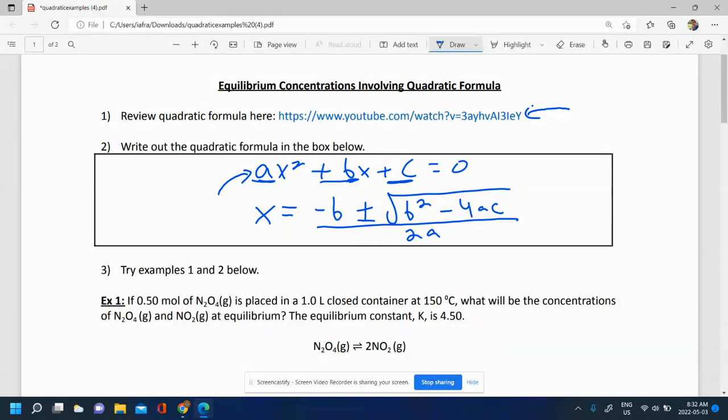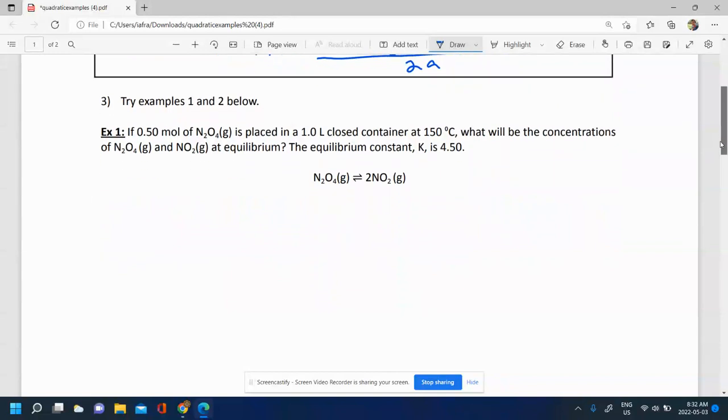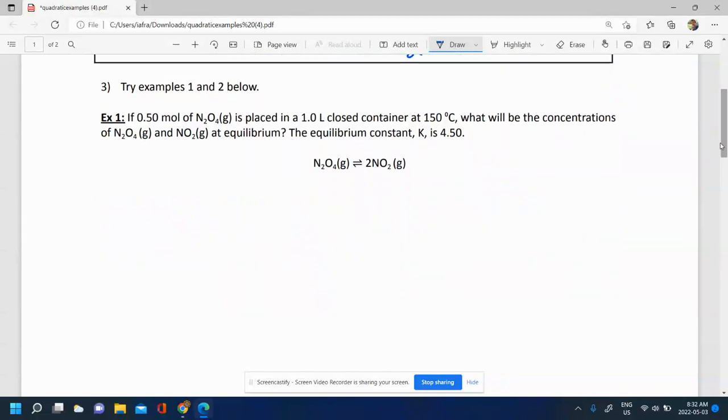And so we can use this to solve for x in situations where it's more difficult to solve for x. We can't factor, for example. So every problem we're going to do here is very similar to what we've seen in previous problems. It's just that we'll have to solve for x using the quadratic formula.